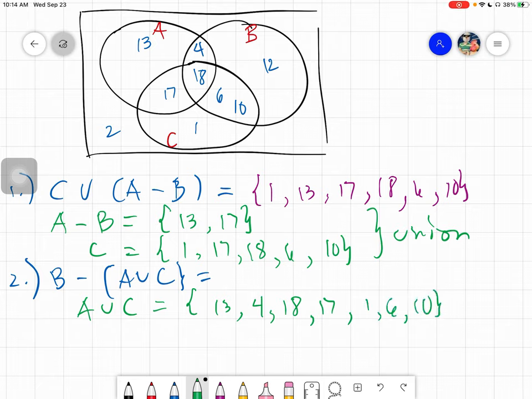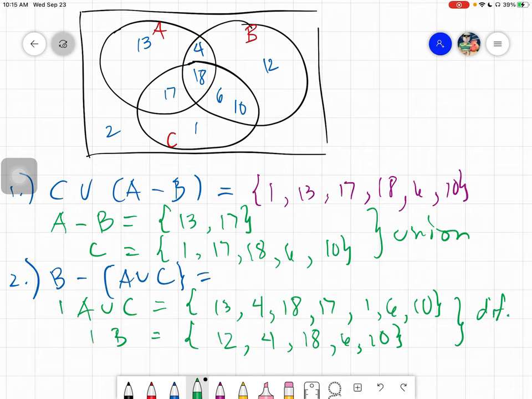The next thing that we need to do is identify the elements of B. So we take all the elements of B, which is 12, 4, 18, 6, and then 10. And now, between these two, we need to find the difference. How do we find the difference? We find the difference by simply taking the first item and removing all the elements of the second item. The question is, which comes first? B or A union C?